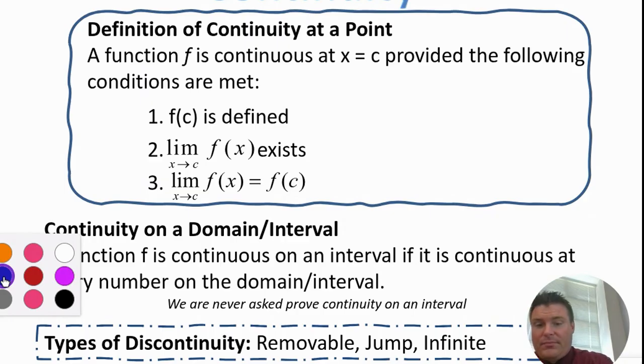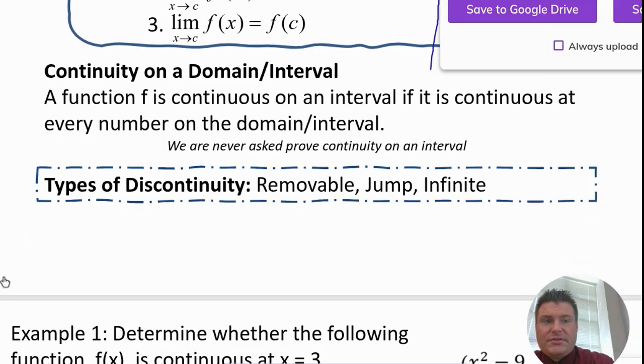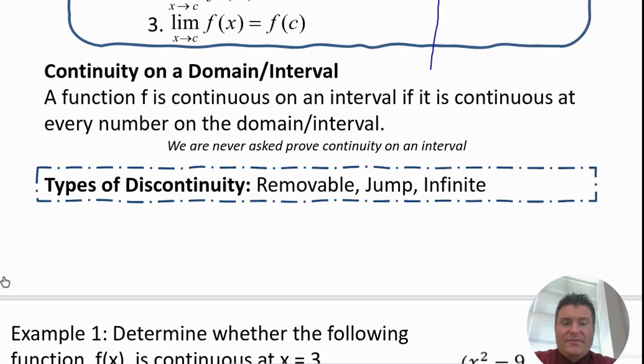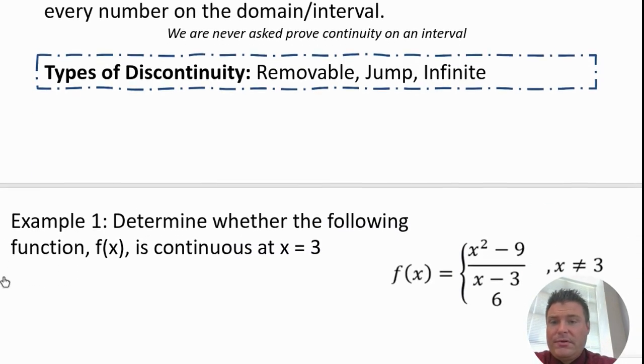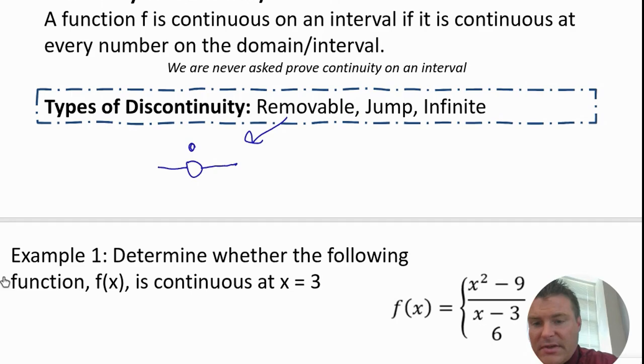So we're going to go ahead and start to talk about types of discontinuity. We have removable, and I'll real quickly just draw it for you. That's an instance where we have a hole. There could be a dot there, but essentially we were able to remove it.